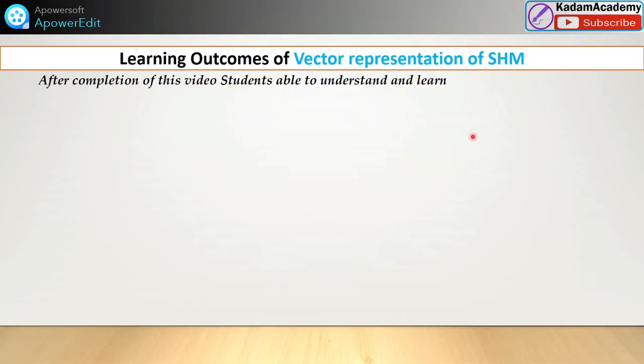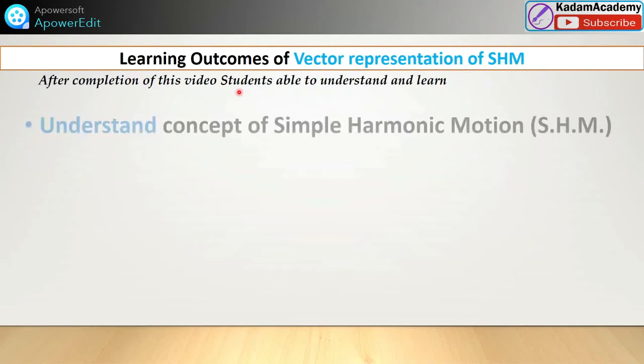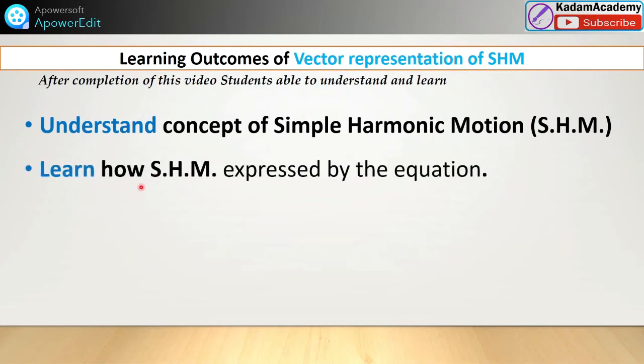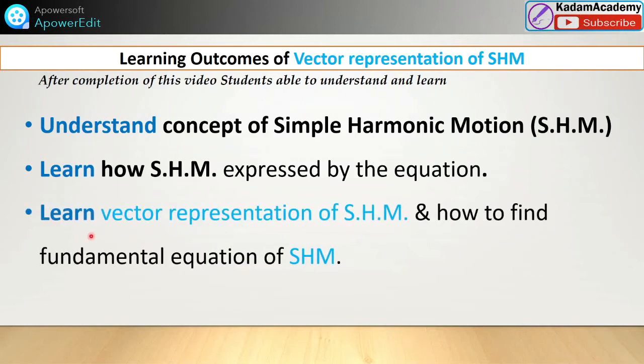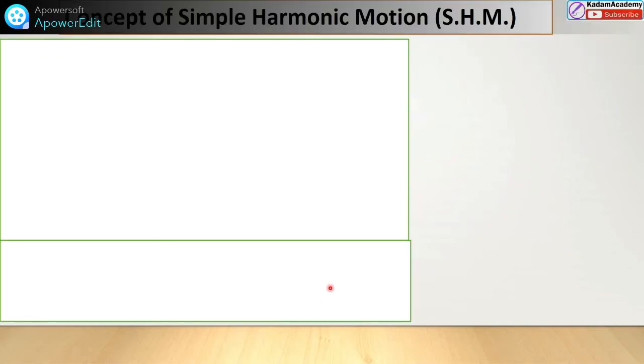in this video. So what you learn, the learning outcome of vector representation of SHM: you are able to understand the concept of simple harmonic motion. You are going to learn how SHM is expressed by the equation, and the vector representation of SHM, and how to find its fundamental equation of SHM. The differential equation will be very useful to you in vibration.